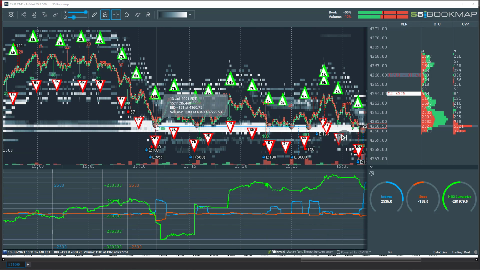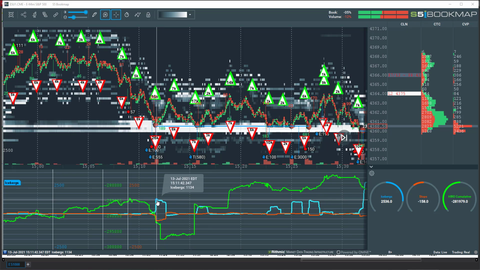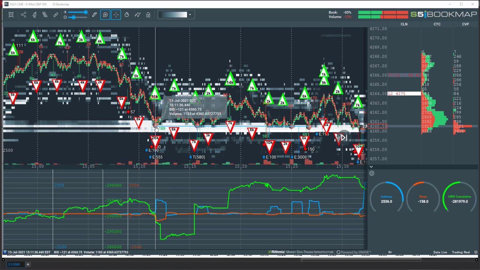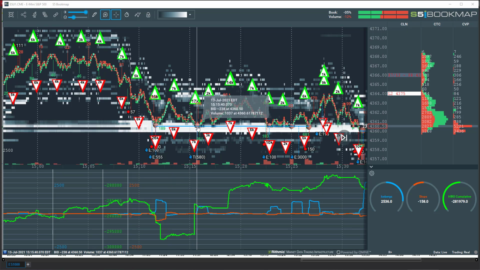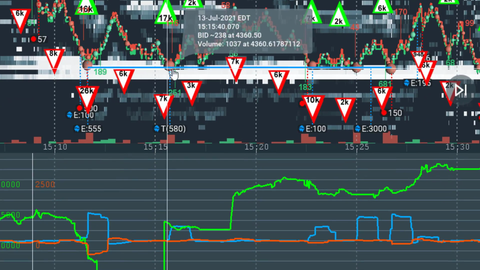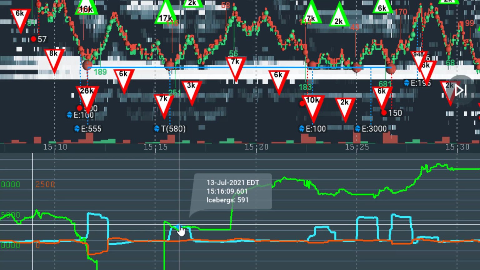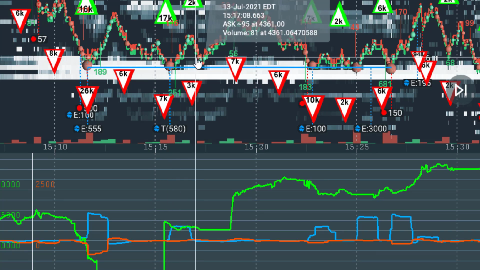So what happens is the first iceberg order begins to get hit right here, and that is for about 1,134 contracts, and that's why you see the larger bubble right here. And then when the selling let up, price traded up several points. Price came back down, again hit the same iceberg order. We know it's the same iceberg order because of this blue line. And that took another 591 contracts right here.